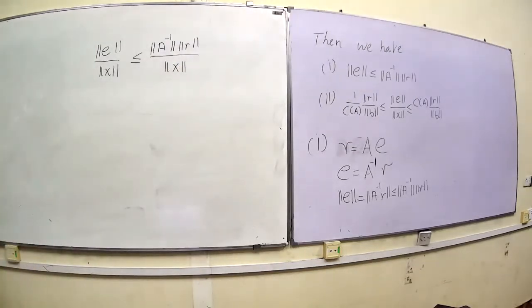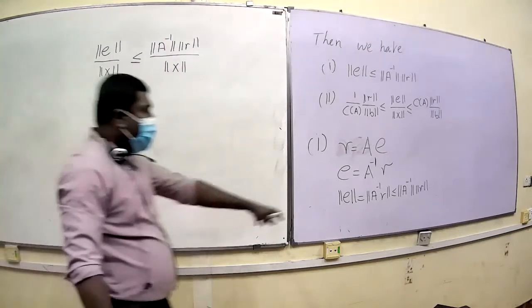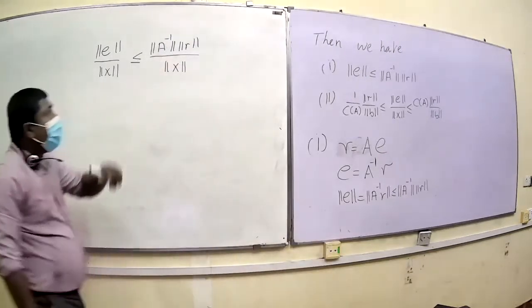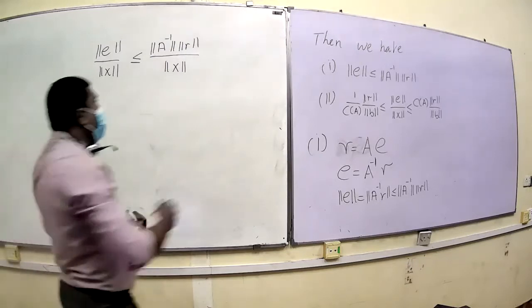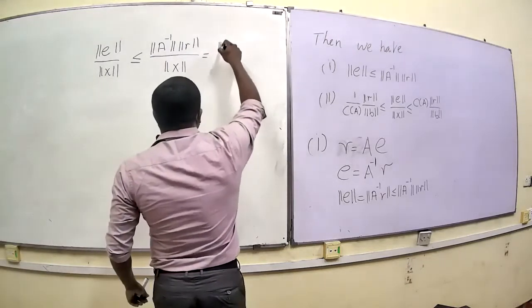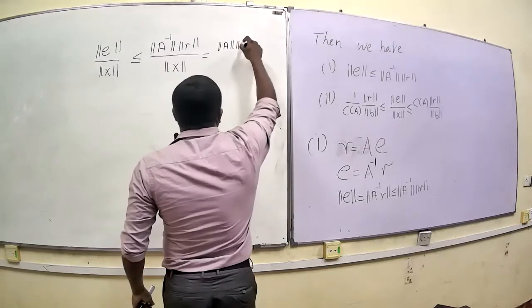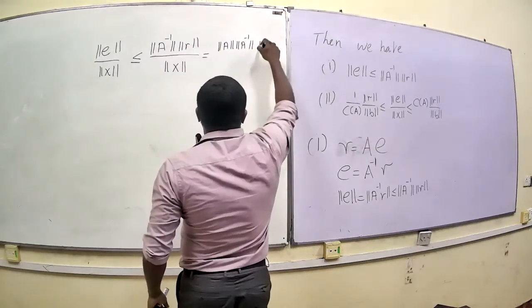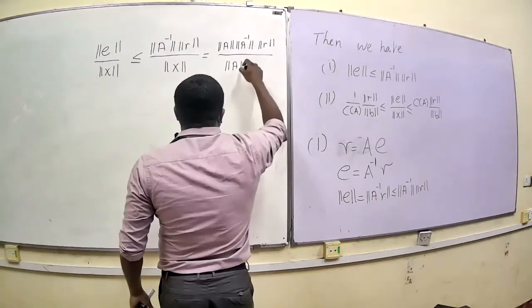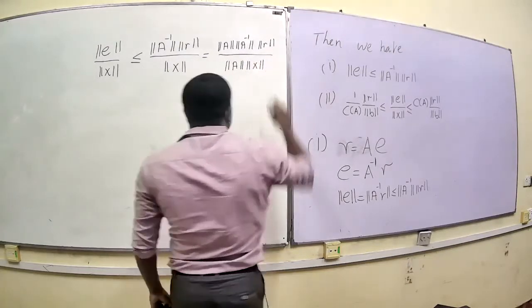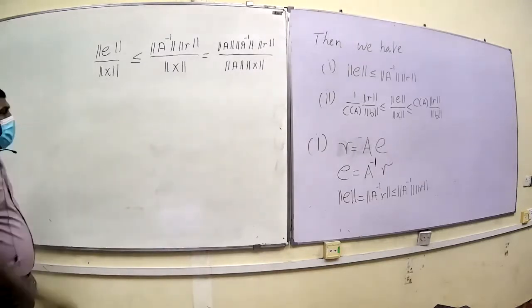Okay, so you know that norm of E upon norm of X is less than or equal to norm of A inverse times norm of R over norm of X by using the first result, right? So this one you use, that is less than or equal to this, right? But you want to get the condition number, so you have to put an extra A. So that is actually norm of A times norm of A inverse times norm of R over norm of A times norm of X. Right?